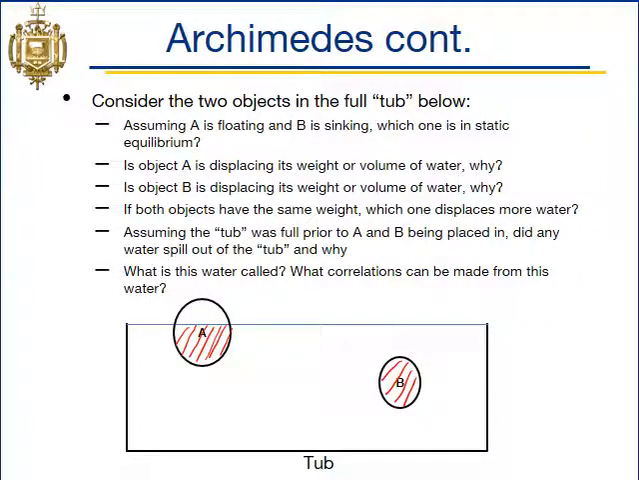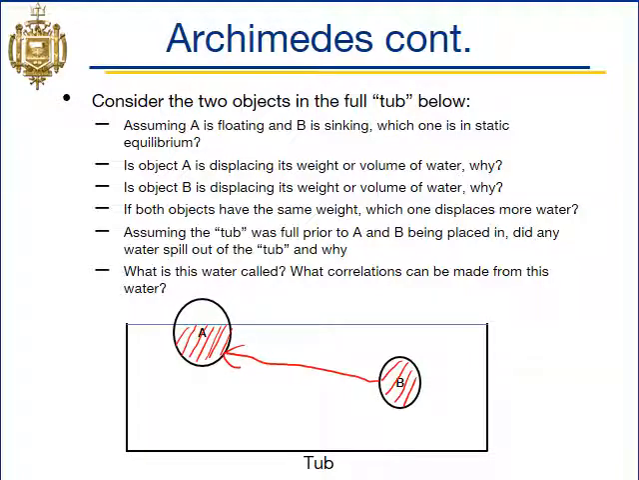To get object B to float, you need to add volume. And once object B's volume equals at least the submerged volume of object A, then object B would float, right? Because they're the same weight. So if you got volume B to have the same exact volume as the submerged volume of A, object B would start floating. If you decrease the volume of B so that it sinks, right, then that's when it's going to start to go down. So object A is displacing more water because there's more volume under the water.